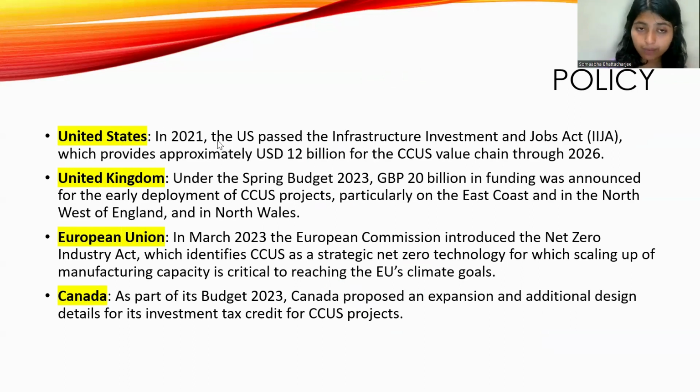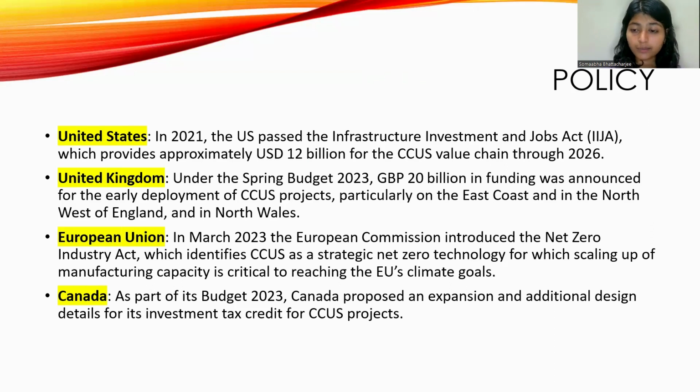So in 2021, very recently, the US passed the Infrastructure Investment and Jobs Act, that is the IIJA, which provides approximately 12 billion USD for the CCUS value chain, and it will be provided up till the year 2026. That is 3 years from now. So this act was implemented in the United States.